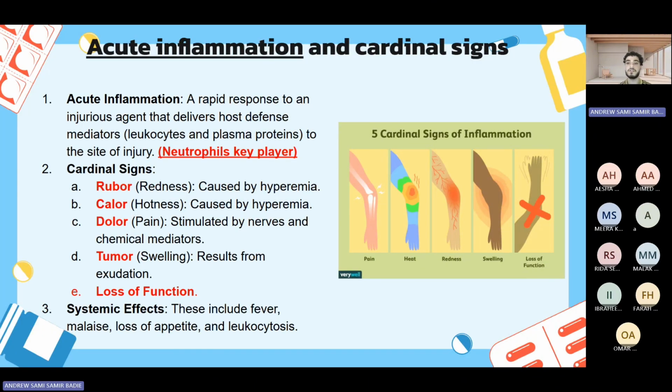Remember, as if you broke your elbow or whatever, what are the things that you're going to see in acute inflammation? And we have loss of function. So for example, if I broke my elbow, I wouldn't really be able to swing a bat or play tennis or whatever. I wouldn't be able to use my arm properly. And we also have systemic effects. So we have fever, malaise, loss of appetite, etc.